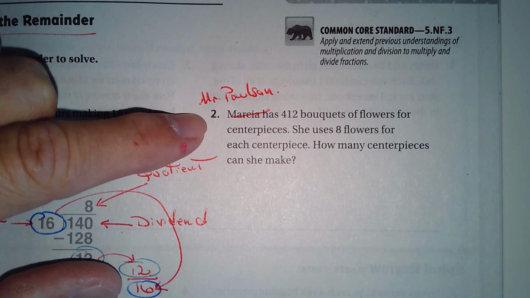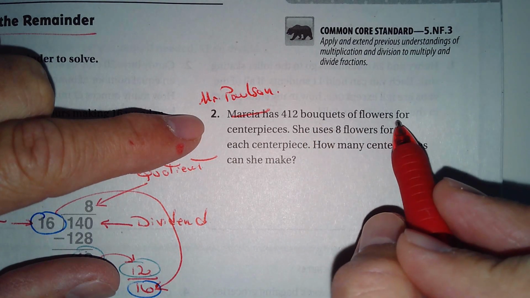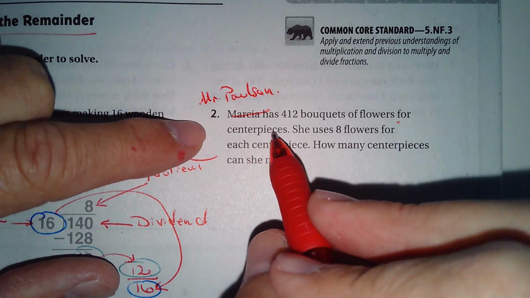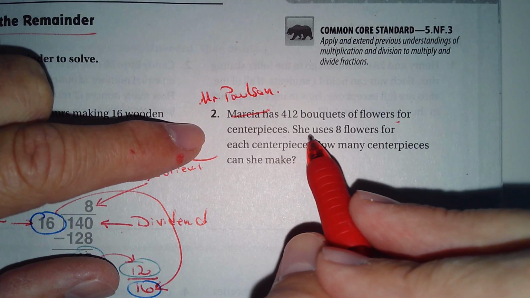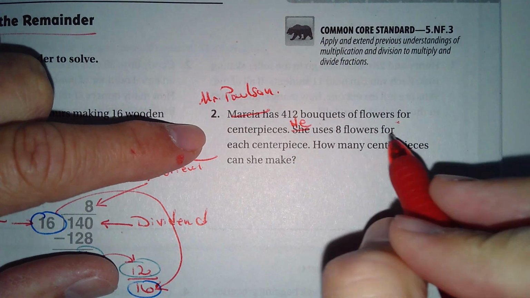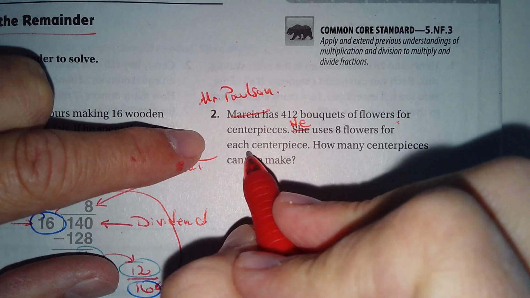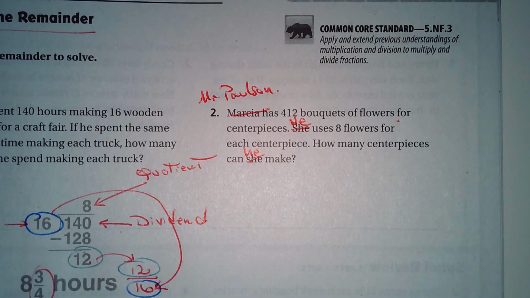Mr. Paulson has 412 bouquets of flowers. Wow, that's very sweet. It's for himself. 4 centerpieces. Okay, shh. He uses 8 flowers for each centerpiece. How many centerpieces can he make? Okay. Mr. Clifton, set that up for me.